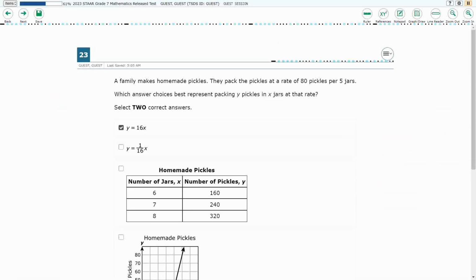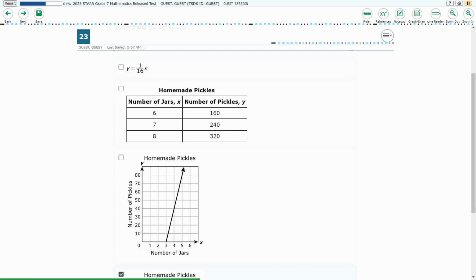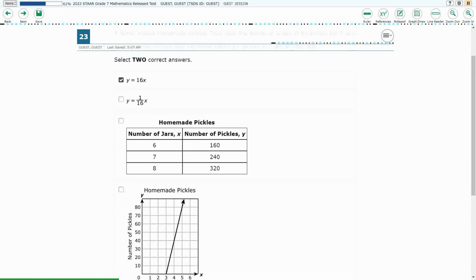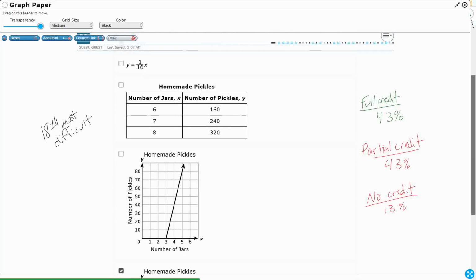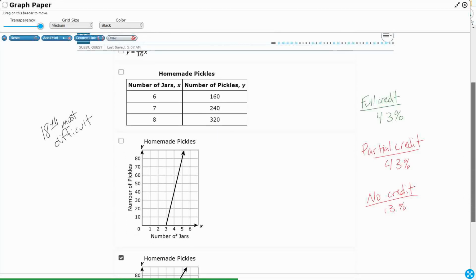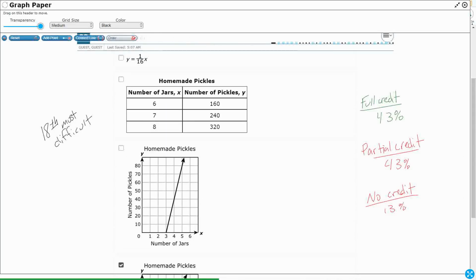My first choice and my fifth choice. Let's see how we did across the state of Texas. So this was tied for the 18th most difficult, right in the middle of the pack of a 38 question test. As you can see, we had 43% of our students get both of these points on this particular item, and we had another 43% get 1 point. So you put those together, you've got 86% of your students getting at least 1 point. So it really wasn't that difficult.